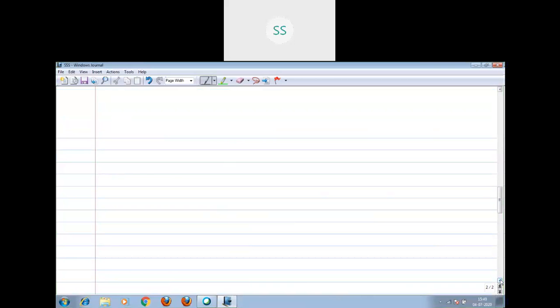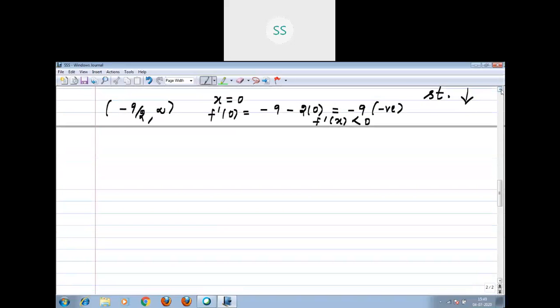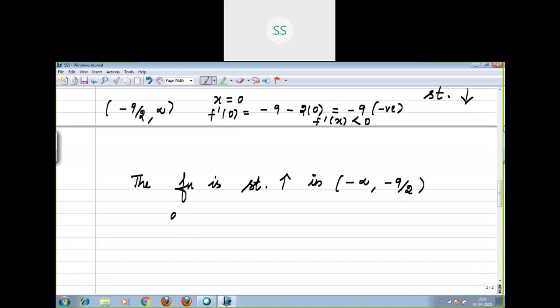Final answer you want to write? What is your final result? The function is strictly increasing in minus infinity comma minus 9 by 2 and strictly decreasing in minus 9 by 2 comma infinity.